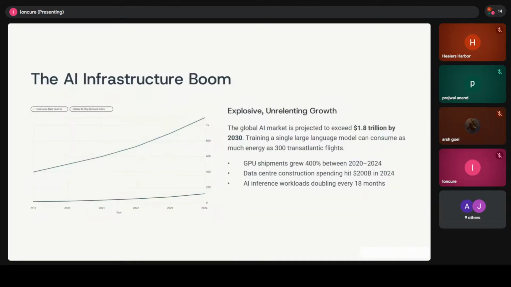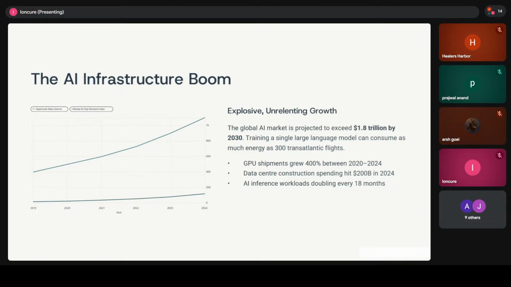This slide shows the rapid expansion of AI infrastructure worldwide. The AI industry is growing at an extremely fast pace, with the market projected to exceed $1.8 trillion by 2030. Training advanced AI models requires enormous computational power and energy consumption. For example, GPU shipments increase dramatically between 2020 and 2040. Data center investments reach hundreds of billions of dollars, and AI workloads continue to double rapidly.